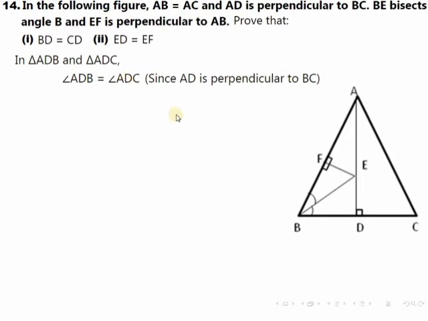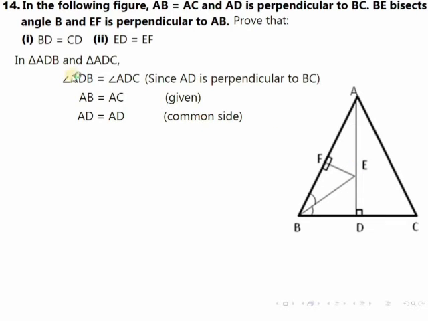Okay, now see, this is given. And one more thing is given, and that is AB equals AC. So this is also given, right? AB is equal to AC, that is also given. Now if you look at these two triangles, there's one side common, isn't it? And that side is AD.